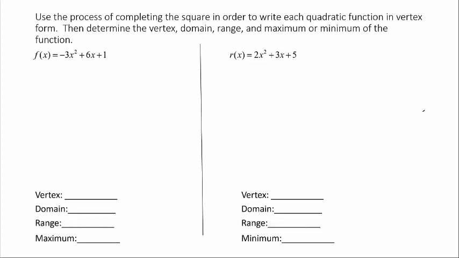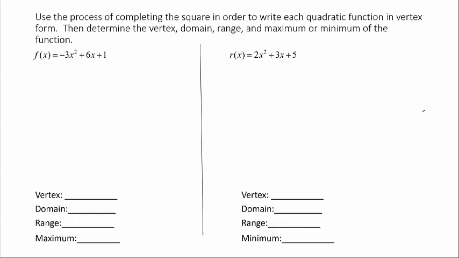All right, we're going to do a little bit more around this process of converting from standard form to vertex form. So we're going to use the process of completing the square to write the quadratic function in vertex form, and then from there we're going to determine the vertex, domain, range, and maximum and minimum of the function. The main difference in these examples is that we have a leading coefficient that isn't 1, and of course to complete the square that has to be 1.